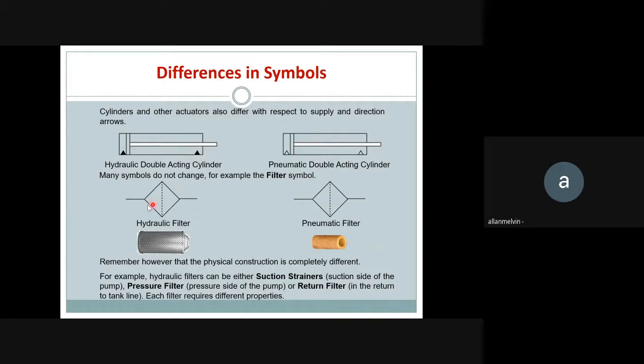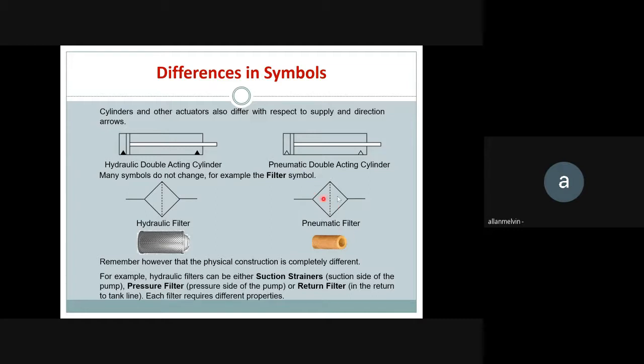For example, the filter symbol. The hydraulic filter symbol is this and the pneumatic filter symbol is this. Both nampak sama. But remember, however, that the physical construction is completely different because it's using a different fluid. Hydraulic uses hydraulic oil and pneumatic uses compressed air. Kamu tahu lah compressed air, you can just release. So maybe the filtration is different. You need to filter the dust, the air particles. That's the nature. This filter is based on the nature of the fluid, what you want to filter.